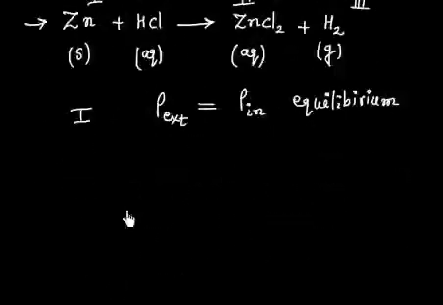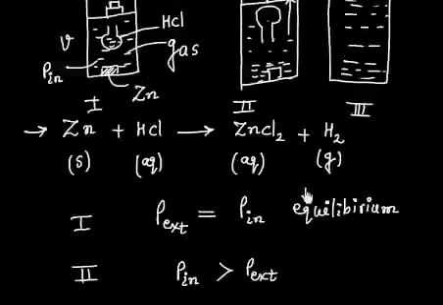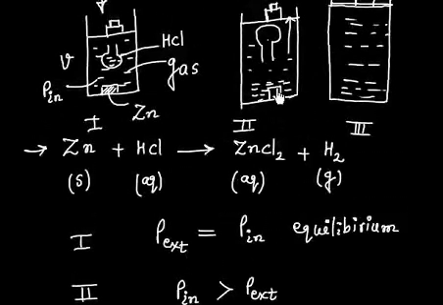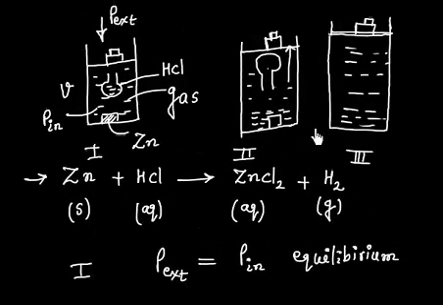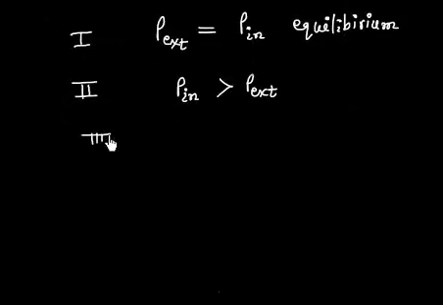Now in situation number 2, what is happening? Internal pressure is greater than external pressure. As soon as some gases come out, the pressure is high because we have more number of moles here. So to reach the equilibrium, this piston goes up, and finally there is again an equilibrium. In situation number 3, we have P internal equals P external. So this is again equilibrium.